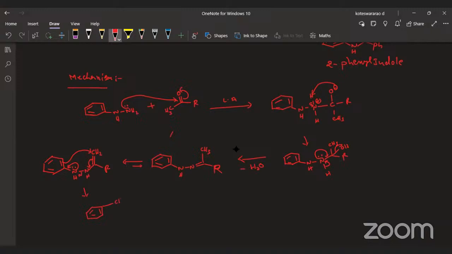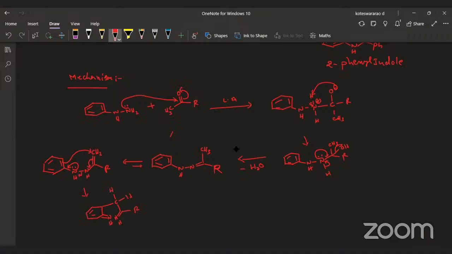The CH2, you can indicate like this. Hydrogen, hydrogen. This is the NH, and another NH is here, and R. Okay.